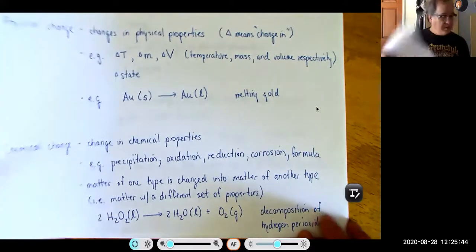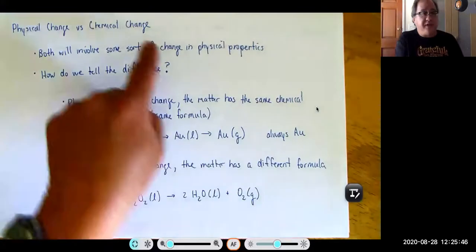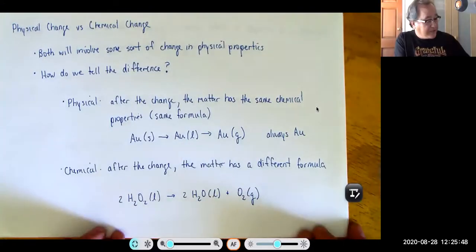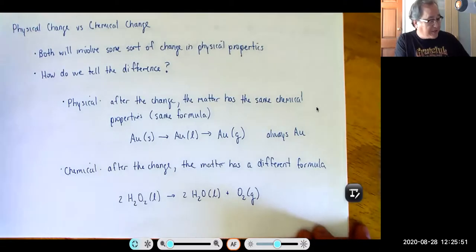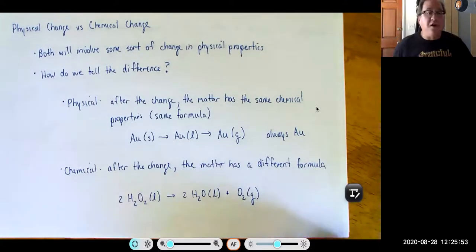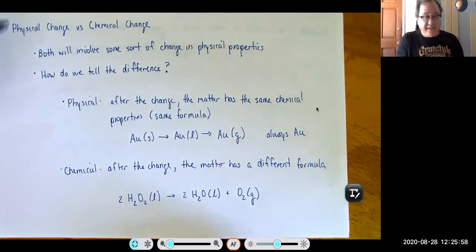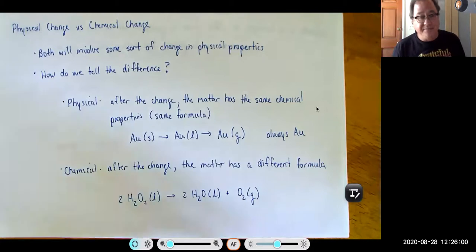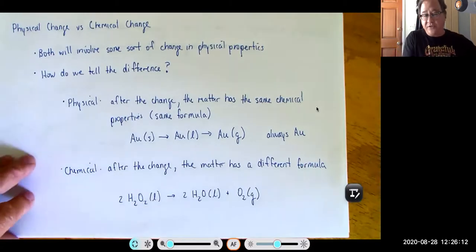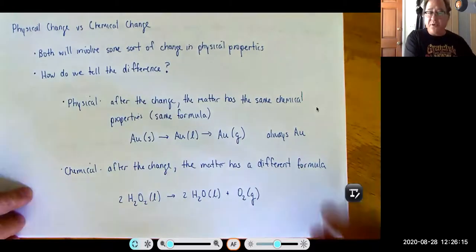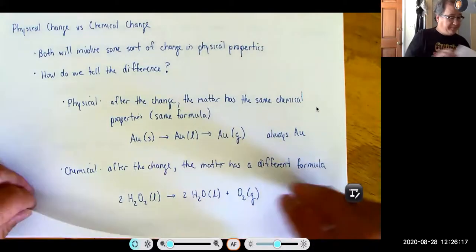Okay, moving along. Chemical change versus physical change. Actually, I said that in reverse. Physical change versus chemical change. Both involve some sort of change in physical properties. How do you tell the difference? You can see I got ahead of myself with the last slide. Basically, when you're looking at the formulas, a change in formula means a chemical change. No change in formula means a physical change. So that's actually pretty easy when you're looking at the formulas.